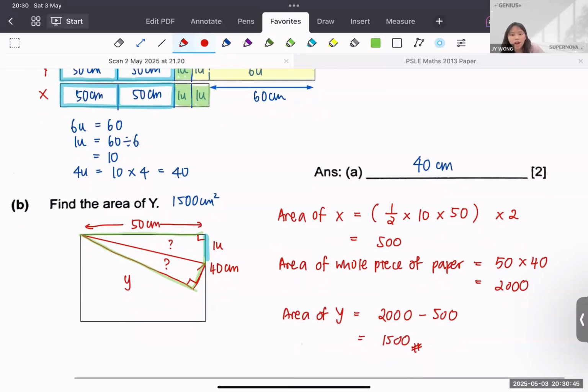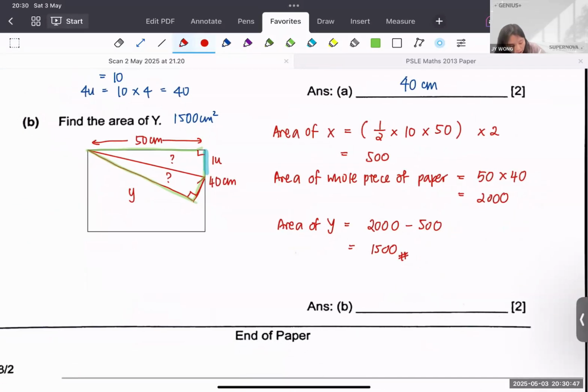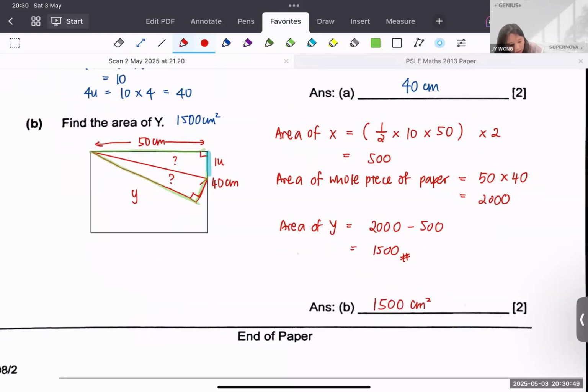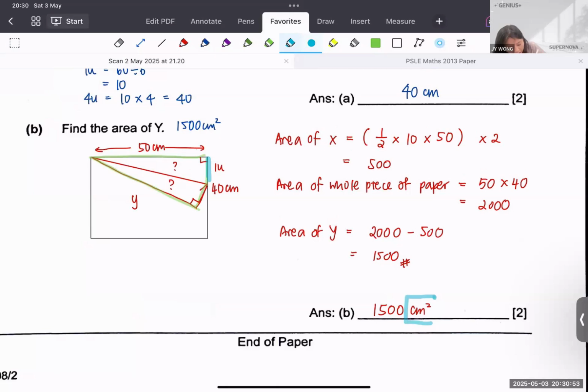That's it. Very happy. George, very happy you got it correct. Hope that you remember to write your units. Getting to the final answer is important, but getting to the right units is also very important. So make sure the units are written down.